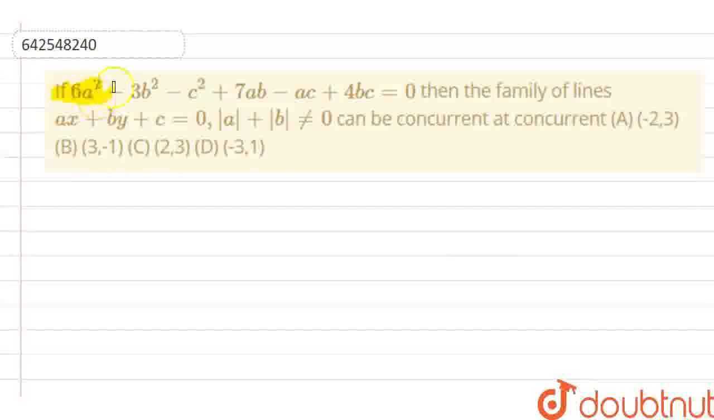So the question is, if 6a² − 3b² − c² + 7ab − ac + 4bc = 0, then the family of lines ax + by + c = 0, where |a| + |b| ≠ 0, can be concurrent. So we have to find the concurrent points here. Let's find out the concurrent points.